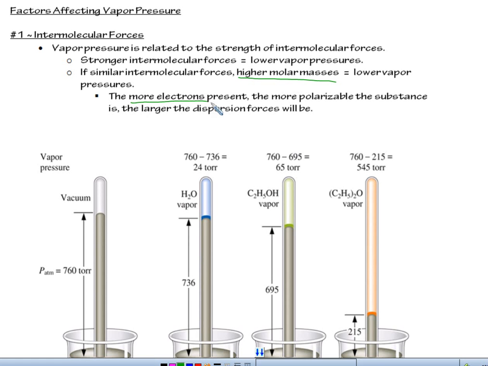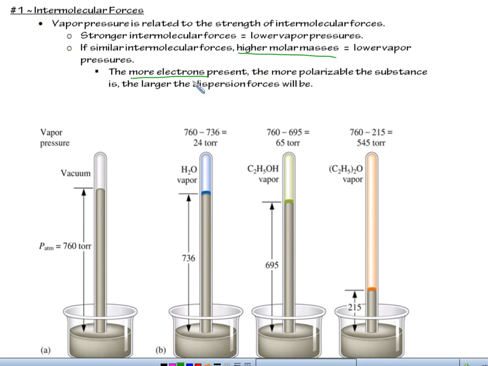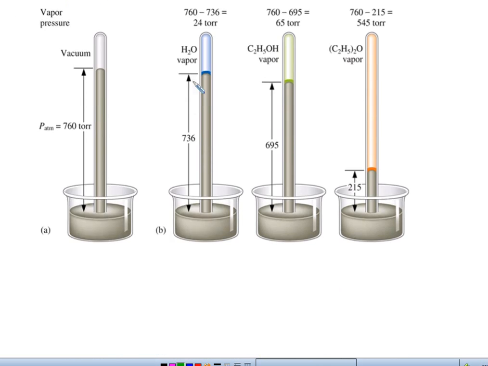And so again, if I had to do a tiebreaker, if there's stronger dipole forces caused from more electrons being polarized, that would also give me a lower vapor pressure. So here's a couple to look at, some specific examples.